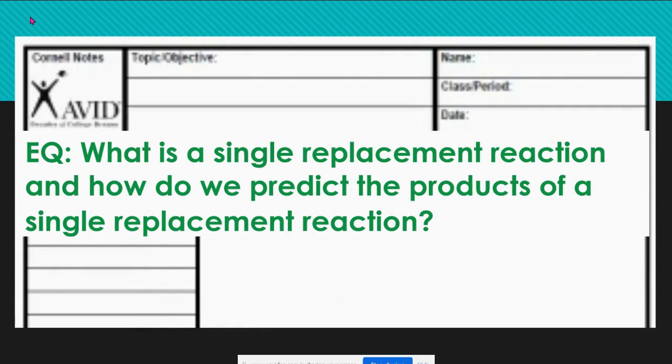Now, I'm going to ask that you pull out your notebook and jot down the date, title your notes single replacement reaction, and write this essential question down. So you might need to pause me real quick to have time to do this. And so here is your essential question. What is a single replacement reaction, and how do we predict the products of a single replacement reaction? We're going to definitely try to answer this question by the end of this video.